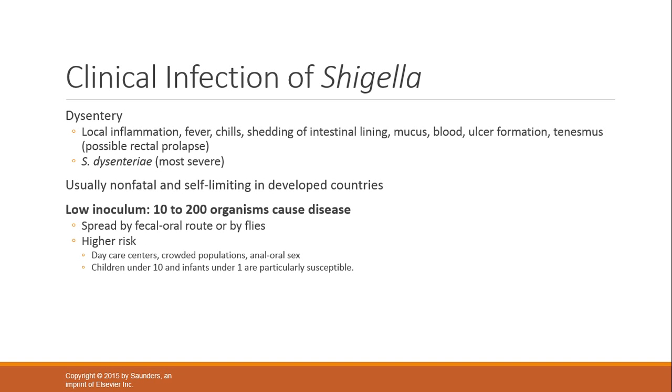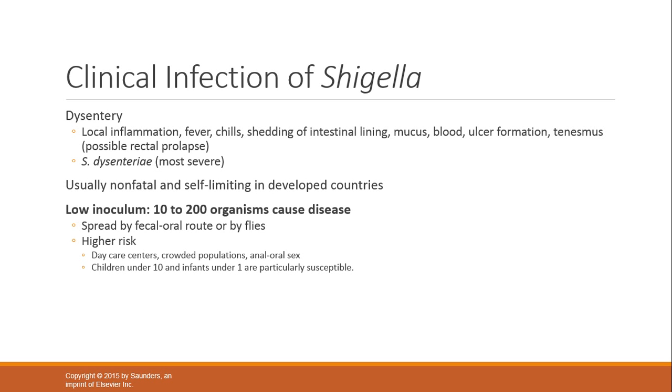So it causes dysentery, so we can see local inflammation, fever, chills, a shedding of the intestinal linings, mucus, blood, ulcer formations, rectal prolapse. Shigella dysenteriae is the most severe infection that we see out of the 4 different types. It's usually non-fatal. It's just kind of self-limiting in developed countries, but in countries where there's poor health care and poor sanitary control, it can be fatal.